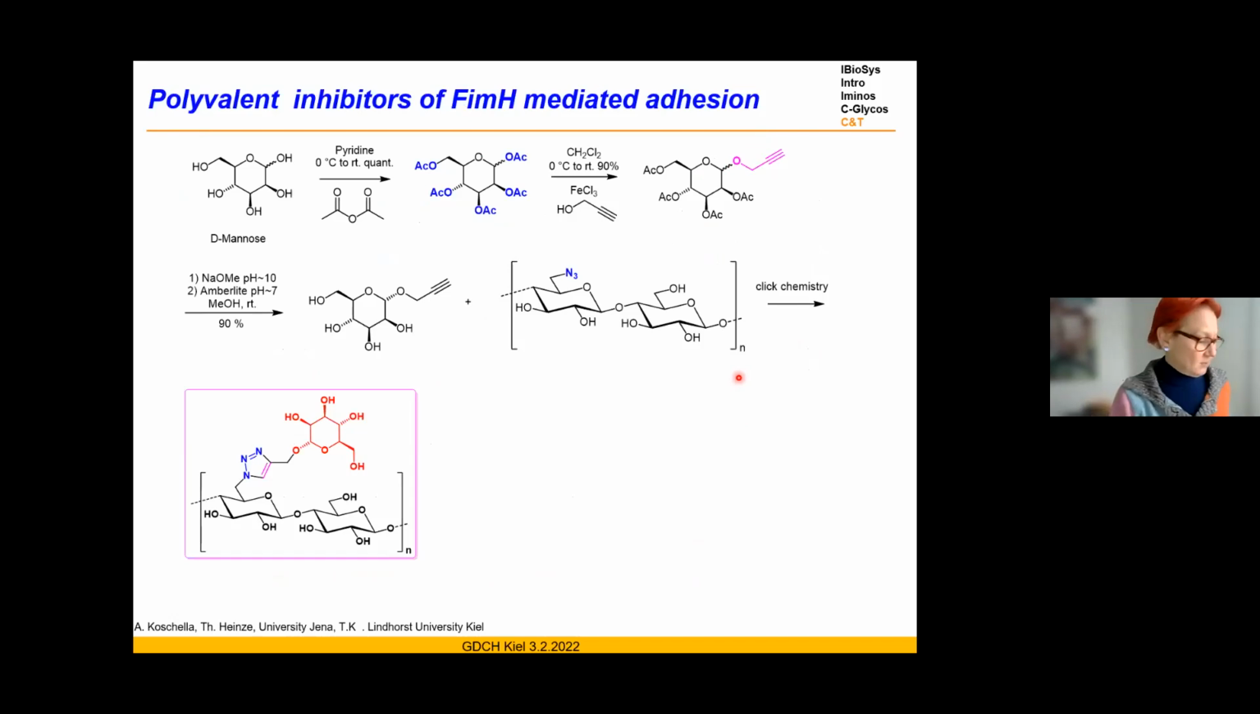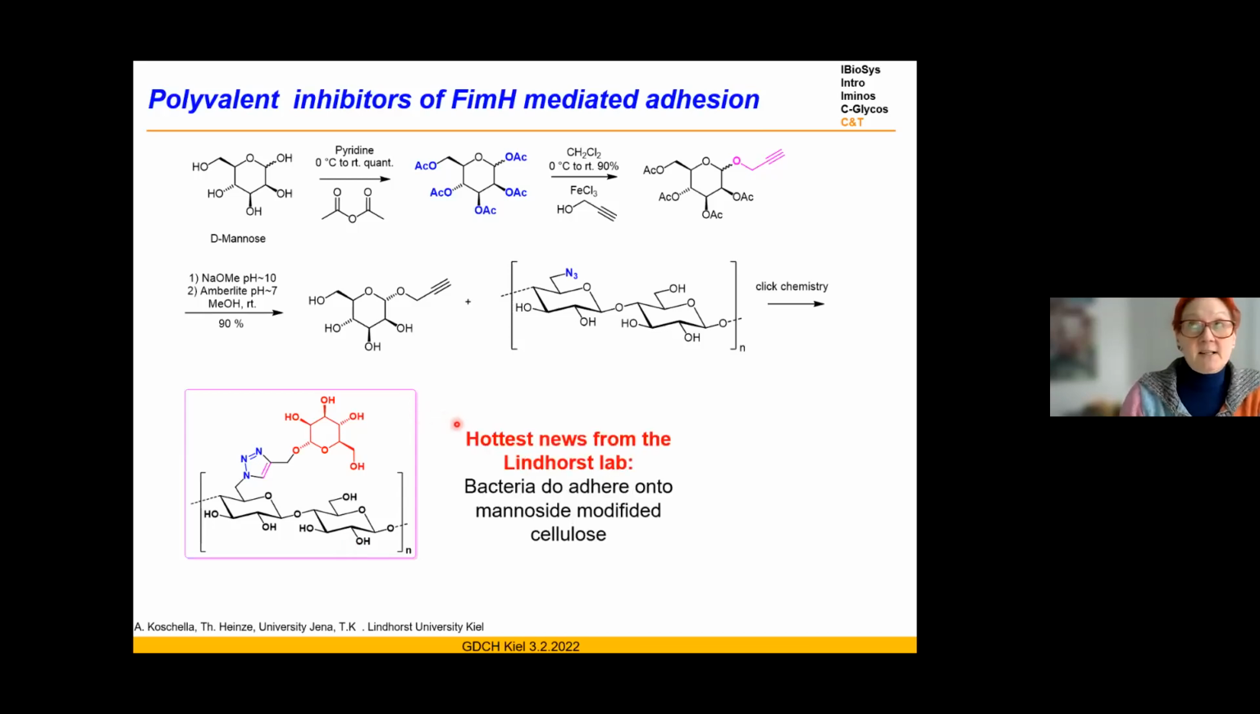So together now with Thisbe Lindhorst, looking again into FimH activity, we synthesized straightforwardly this propargyl mannoside here, got the triple bond in an O-glycosidic fashion on the mannoside, and in a click chemistry on an azido-modified cellulose, we clicked on the mannoside via the triazole to the polysaccharide backbone. And just hot from the Thisbe Lindhorst lab, we last week got the first results, not in numbers, unfortunately, yet. However, in the very first experiments, bacteria really do adhere onto the cellulose backbone with the mannoside residue. So this is really, really exciting, and I can't wait for getting the numbers and synthesizing more of those compounds. And we want to look into real C-glycosides as well here in order to make the glycosidic linkage more stable.